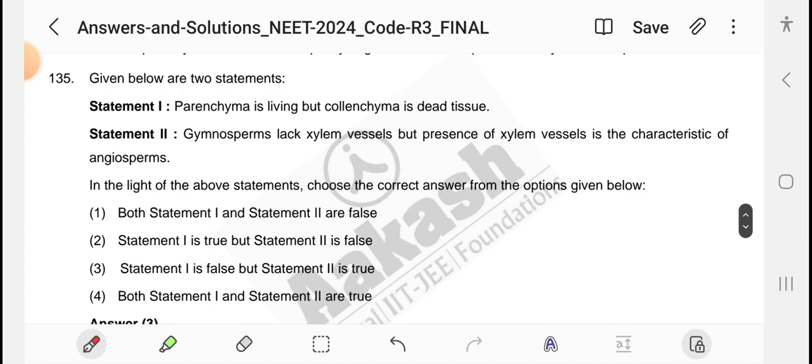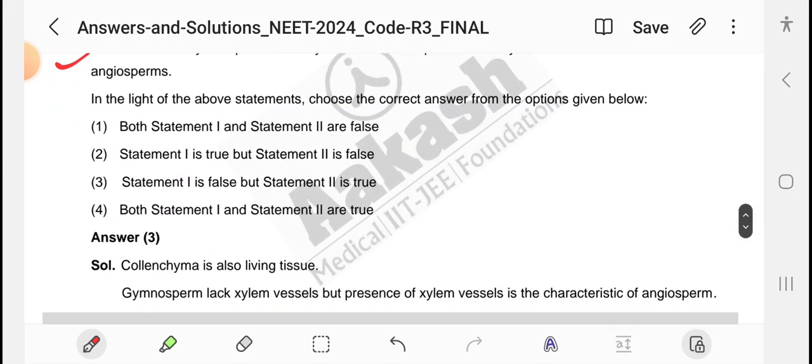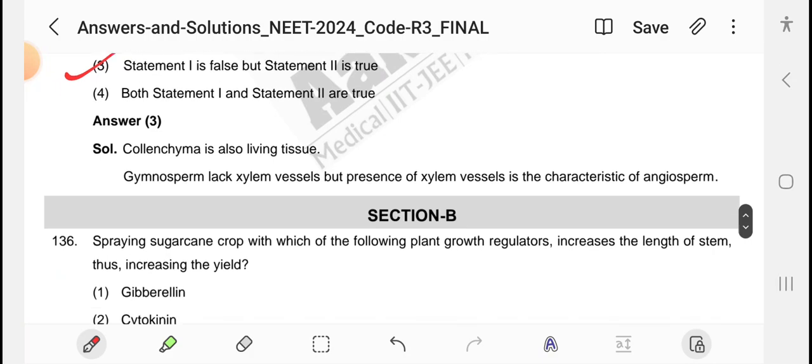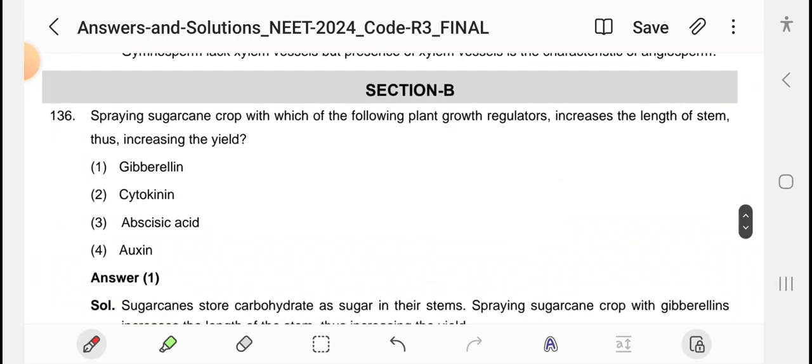So your next question, parenchyma is living but collenchyma is dead tissue. No, this is a wrong statement. Gymnosperms lack xylem vessels, but presence of xylem vessels is a characteristic of angiosperms. This is a correct statement. So your correct option would be option number 3. Statement 1 is false, but statement 2 is true. So now let's move on to section B.